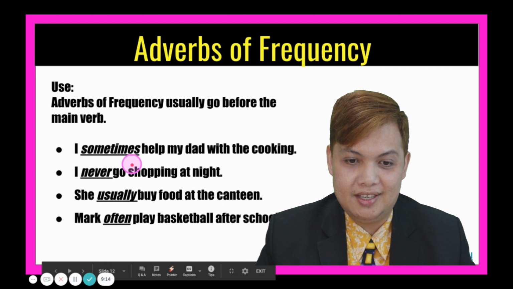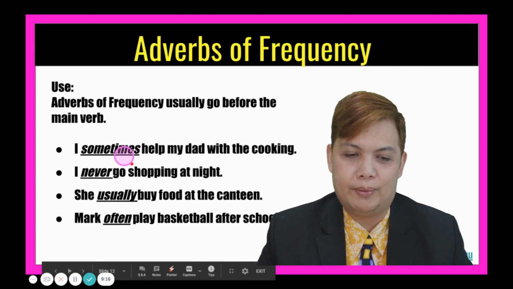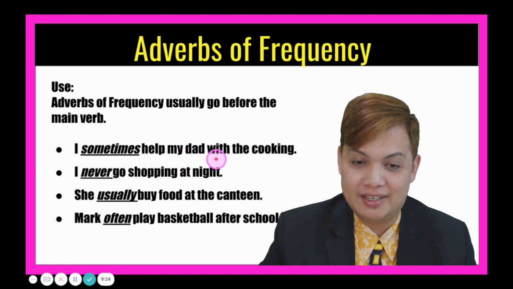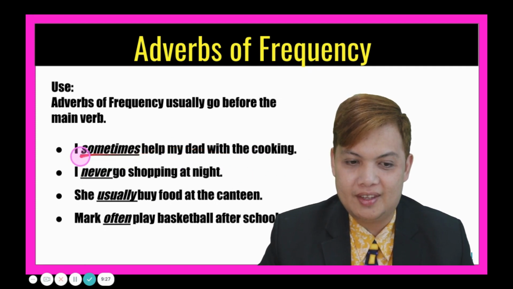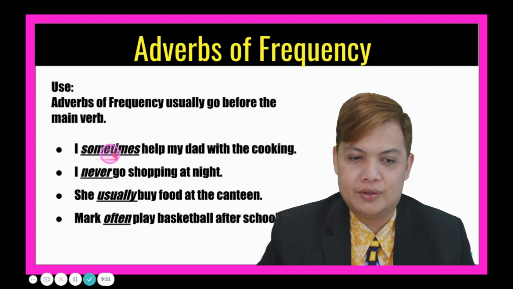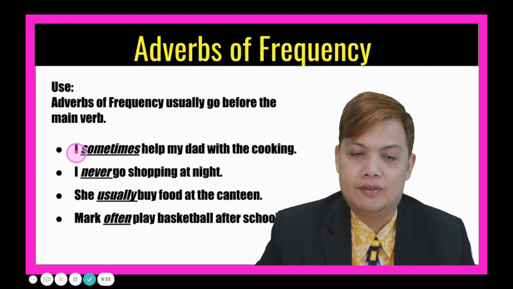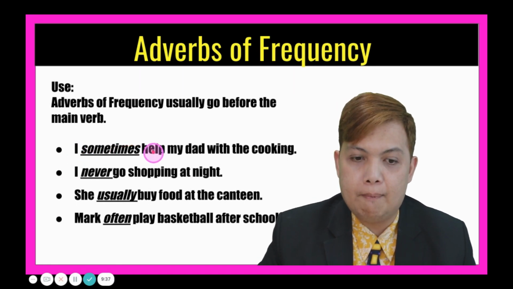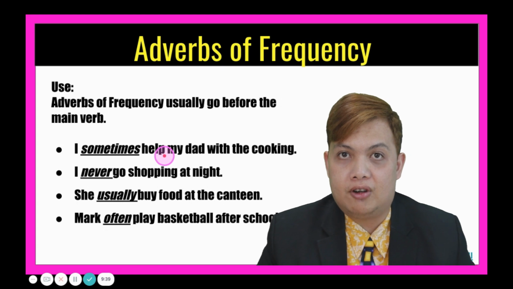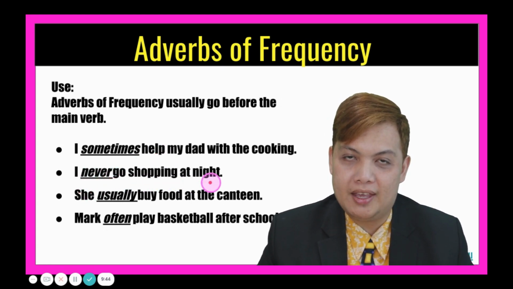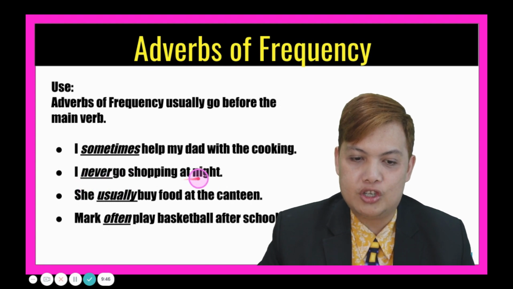Adverbs of frequency usually go before the main verb. That's like this following example. I sometimes help my dad with the cooking. So here, after the noun I, followed by the adverb of frequency before the main verb, which is help. Next, I never go shopping at night.